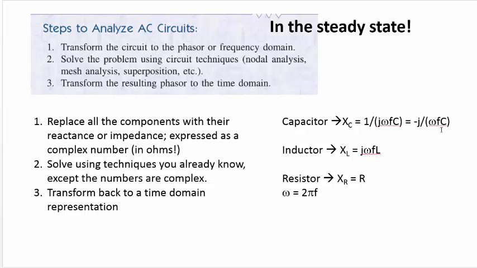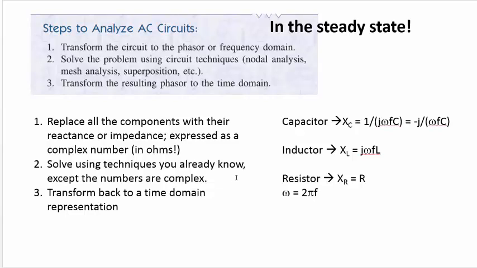And so on your schematic, just replace the value of C, or right beside the value of C, write its reactance. Same thing with an inductor, and a resistor is still a resistor. And do recall that the frequency of the circuit, frequency in hertz, is related to frequency in radians per second by omega equals 2 pi f.